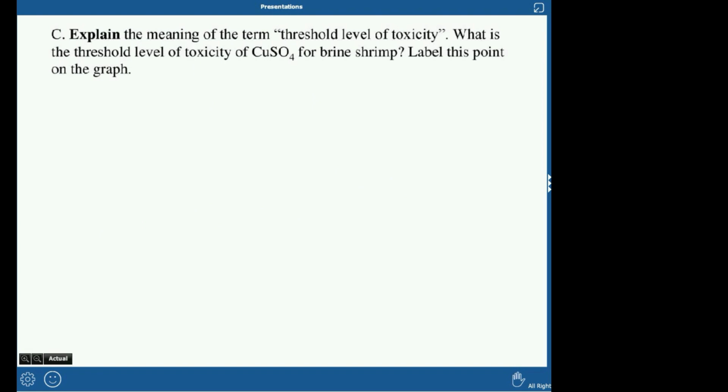Okay, so this one says, explain the meaning of the term threshold level of toxicity. What is the threshold level of toxicity of CuSO4 for brine shrimp? Label the point on the graph. The threshold level is usually the level below which there's no effect.